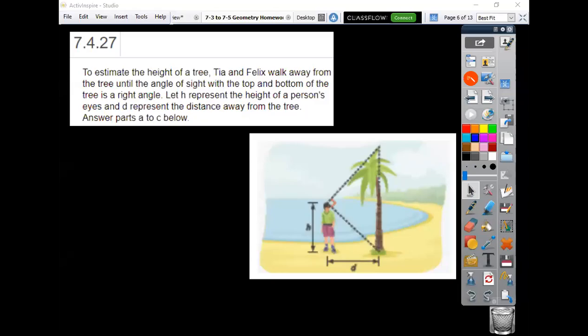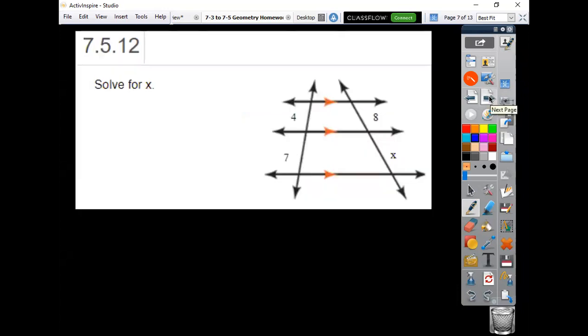All right, this problem gets a little tricky. Eventually you can get it, but you've got a person standing here, their height, how far they are away. You're trying to find the height of this tree based on knowing how far they're standing away and how tall the person is. So let's go over to a problem here.